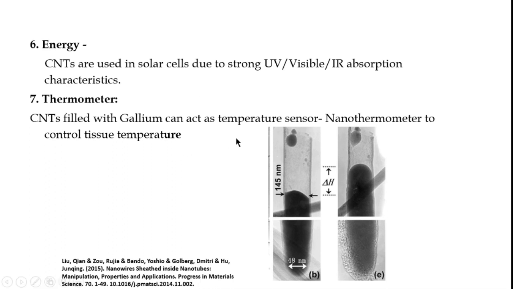So we can make a thermometer using this carbon nanotube filled with gallium. It is called a nanothermometer and it is used to control the tissue temperature because they are very sensitive, and therefore we can use them to control the tissue temperature.